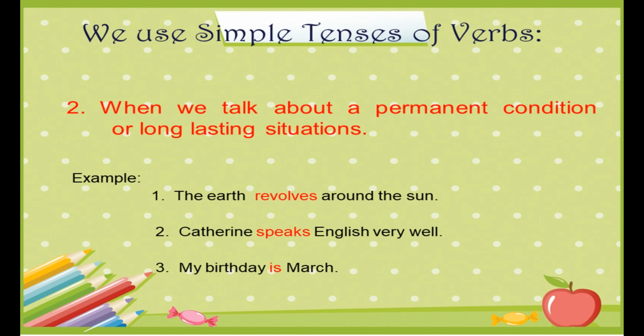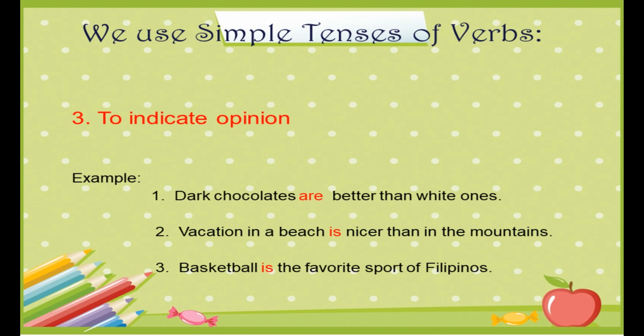Rule number 2. When we talk about a permanent condition or long-lasting situations. Example: the earth revolves around the sun. Catherine speaks English very well. My birthday is in March.